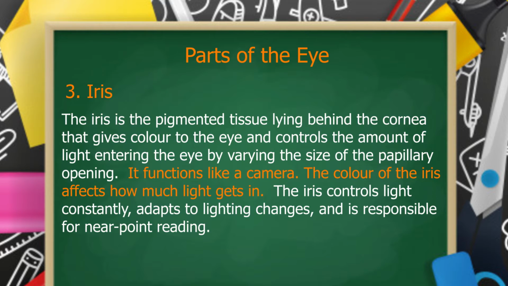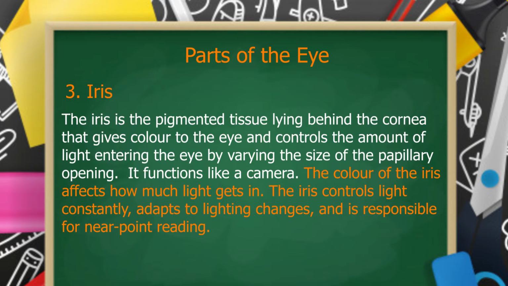It functions like a camera. The color of the iris affects how much light gets in. The iris controls light constantly, adapts to light changes, and is responsible for near-point reading.